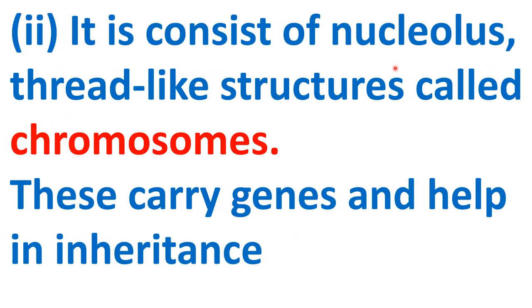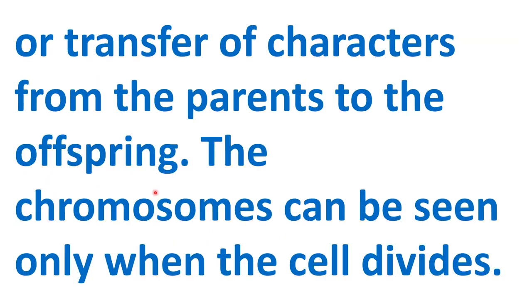It consists of nucleolus also, and it also has thread-like structures called chromosomes. These carry genes and help in inheritance. So these chromosomes carry genes and they help in inheritance as well, or transfer of characters from parents to the offspring. The chromosomes can be seen only when the cell divides. We are able to see chromosomes only when the cell is getting divided.